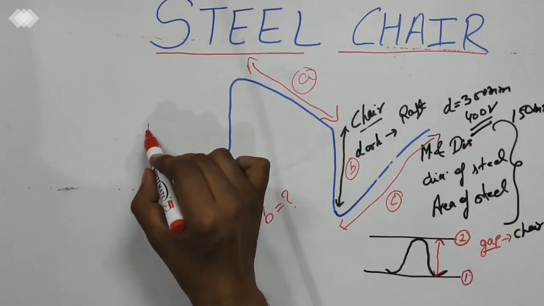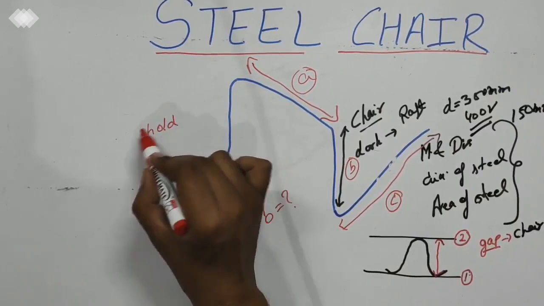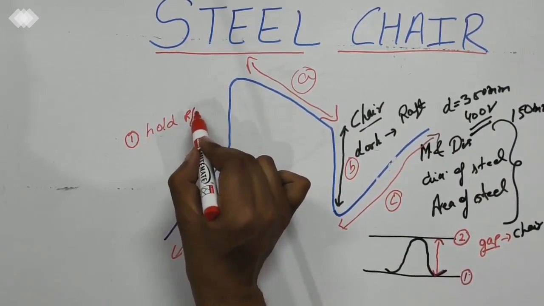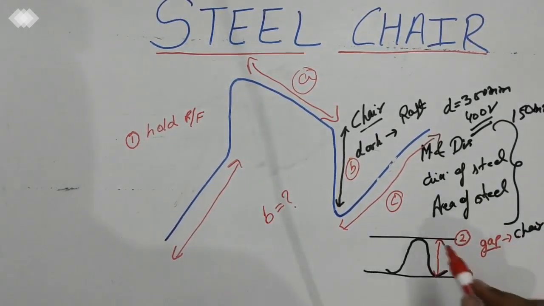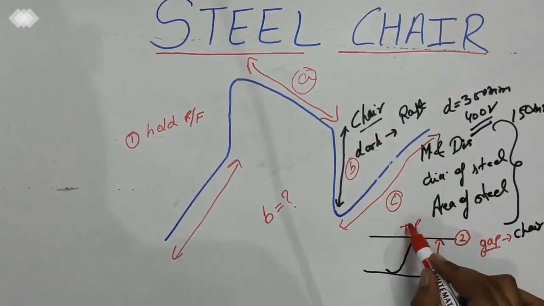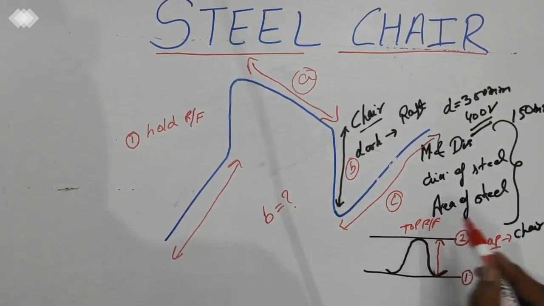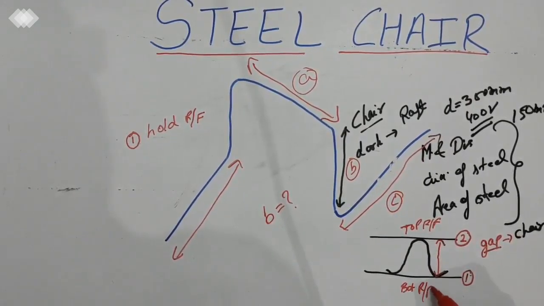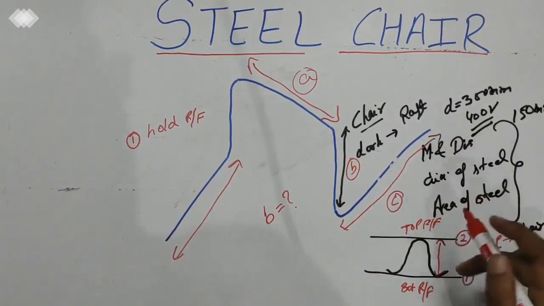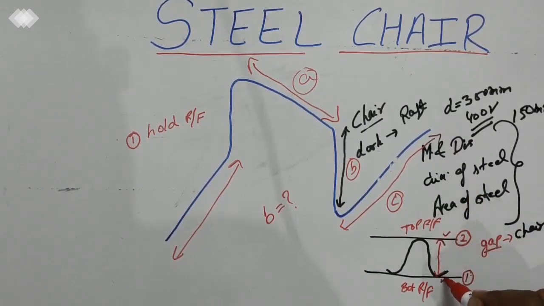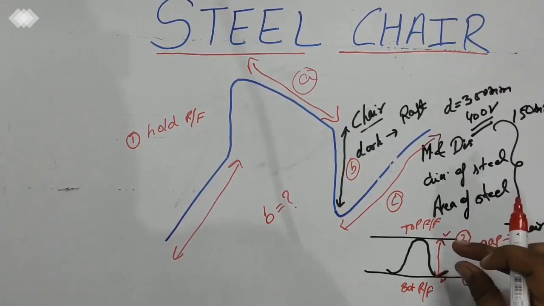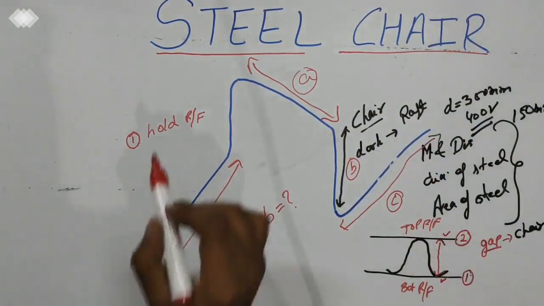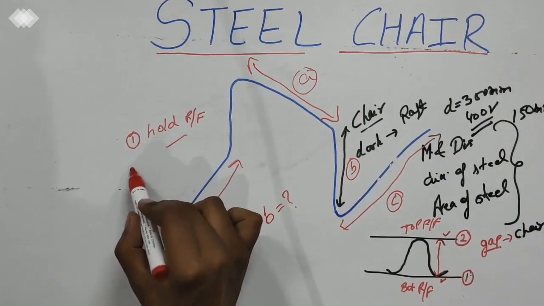First of all, to hold the reinforcement. This is your top reinforcement, and this is our bottom reinforcement. So to hold this top and bottom reinforcement at a particular distance, and this distance is the depth of the steel chair. So first function is this.